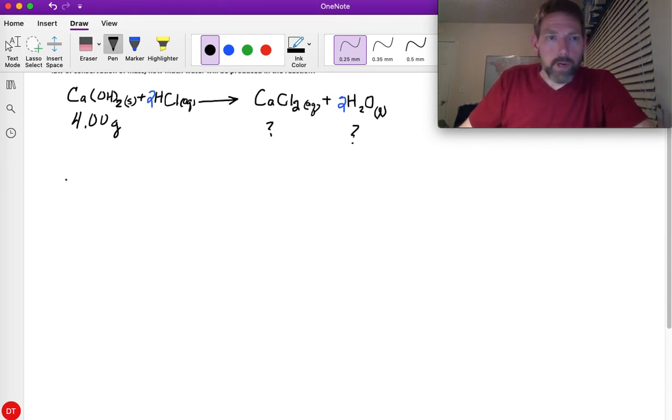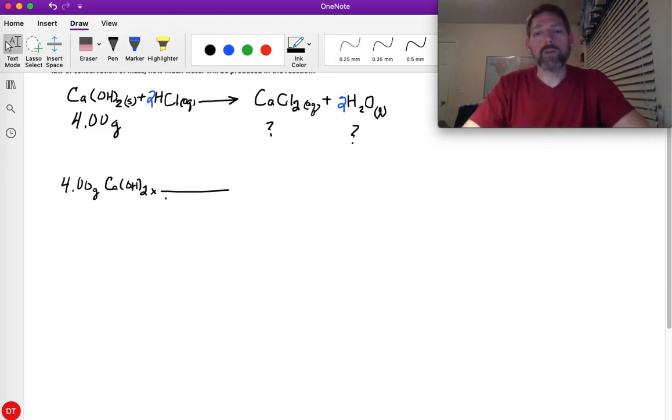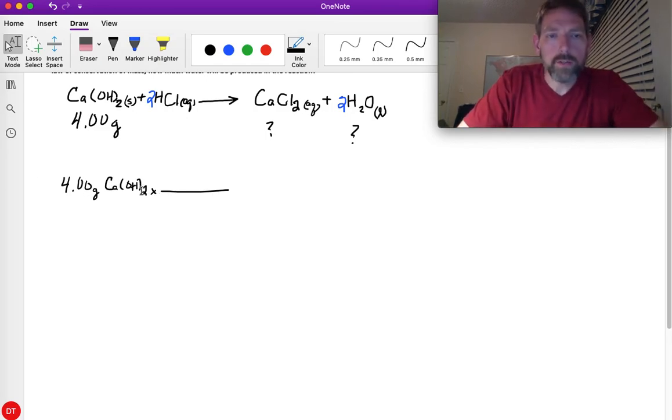Okay. All right. So let's get started with our stoichiometry. You should remember, always start with what you're given. So we've got 4 grams of our calcium hydroxide. Remember the 2 this time. Okay. And then, so what we need now is our molar mass. So remember, we've got 1 calcium, 2 oxygens, and 2 hydrogens.